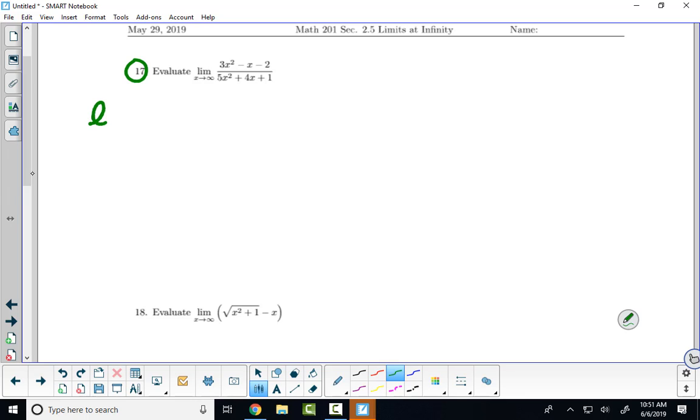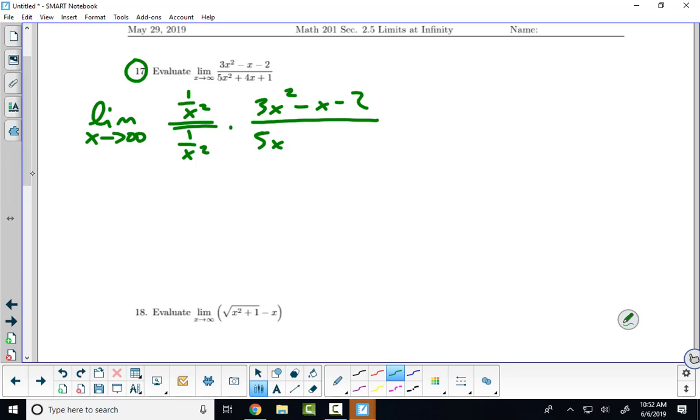So what's our trick for limits at infinity? This one weird trick, right? It's on the previous page. What's our one weird trick? Multiply by 1 over x squared. We're going to multiply by 1 over x raised to the highest exponent seen where? In the denominator. Okay? So we're going to do 1 over x squared divided by 1 over x squared multiplied to 3x squared minus x minus 2 all over 5x squared plus 4x plus 1.